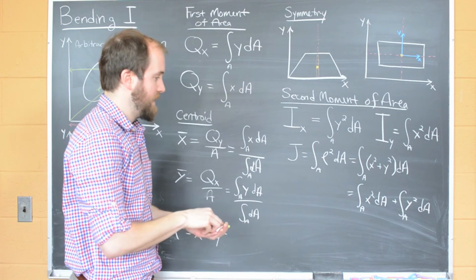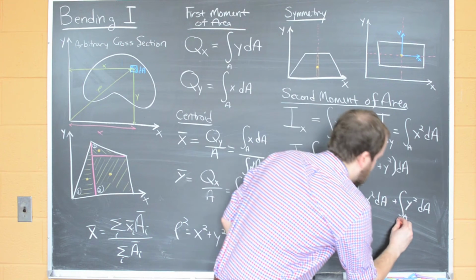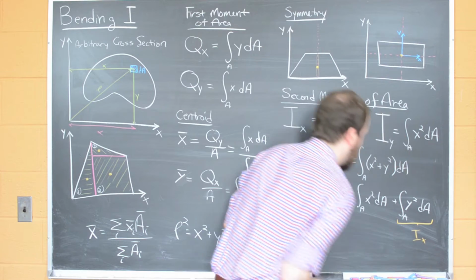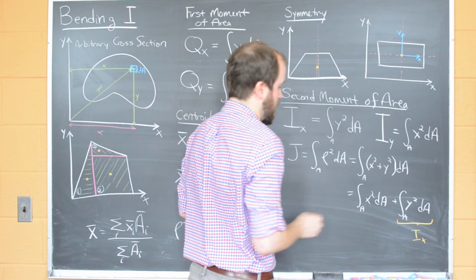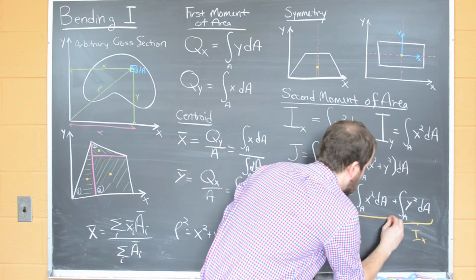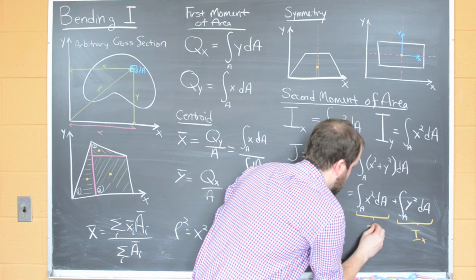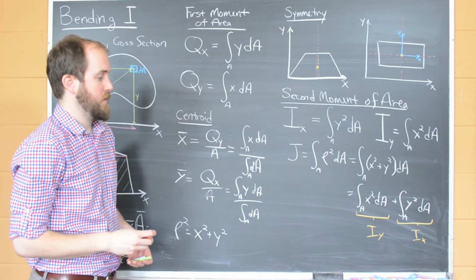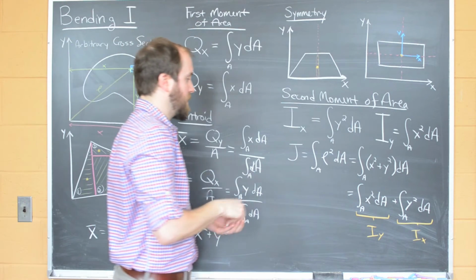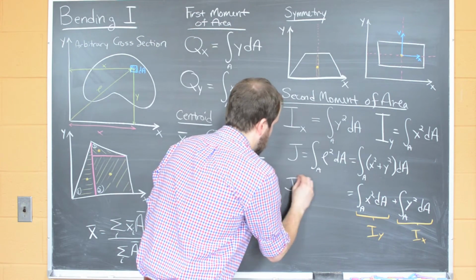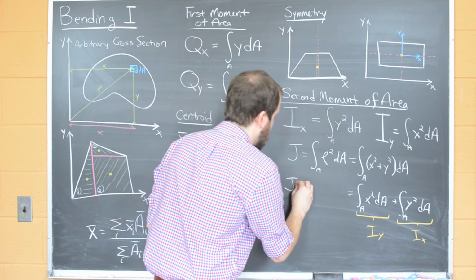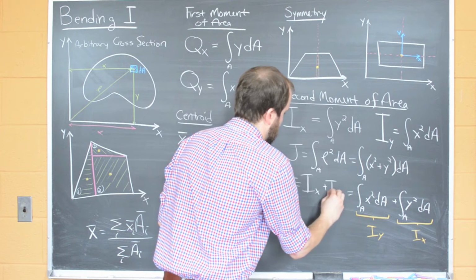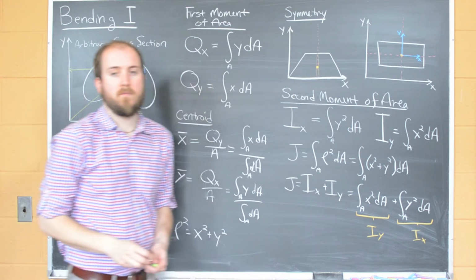And hopefully you can immediately see that the second term is I sub x. That's the second moment of area in Cartesian coordinates about the x-axis. And this first term corresponds to the second moment of inertia about the y-axis. So another way to write J, if we want to get it in terms of Cartesian coordinates, is simply Ix plus Iy.